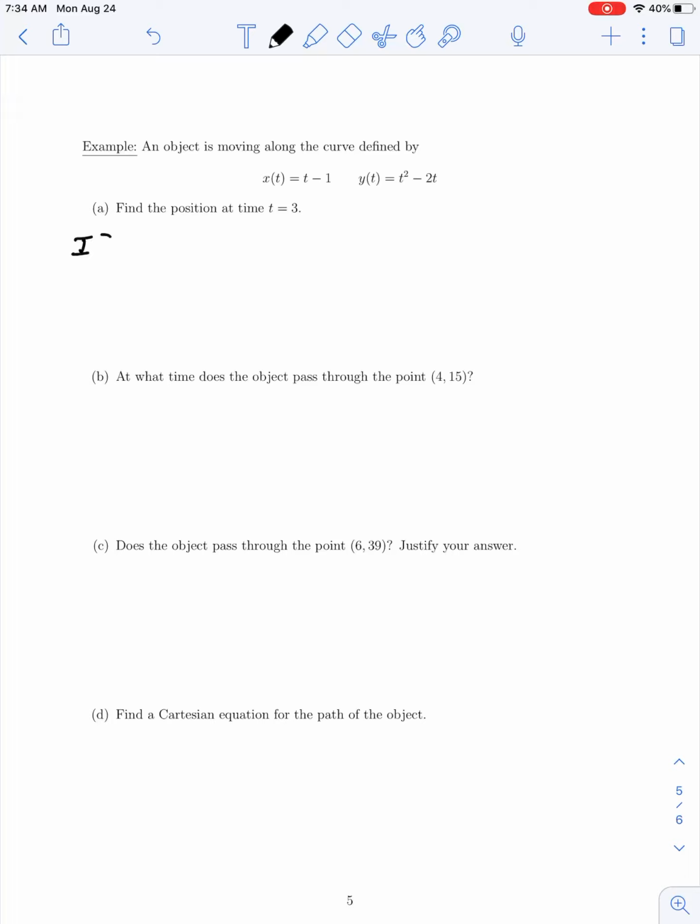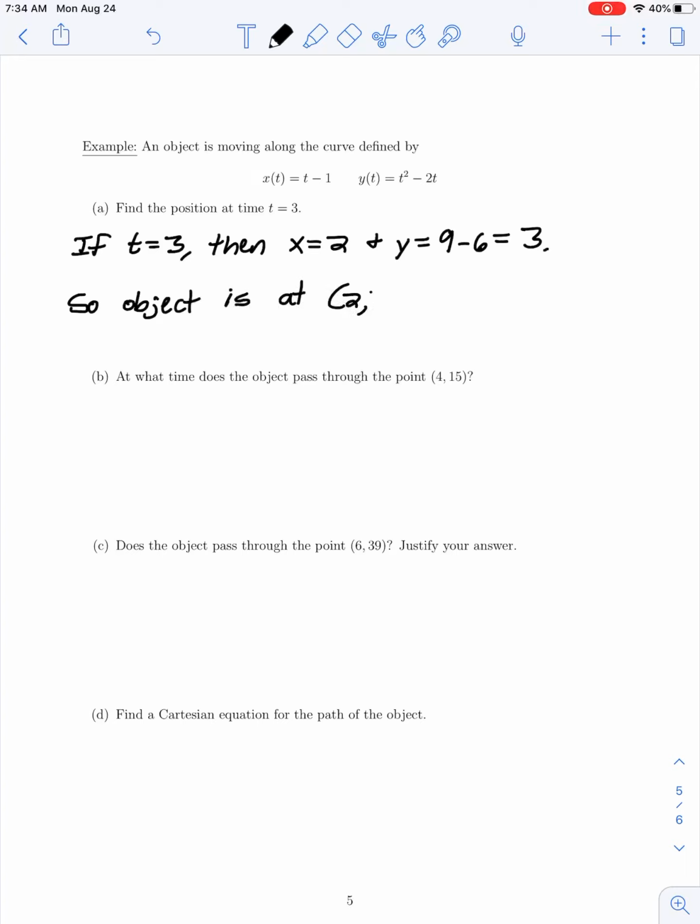So if t is equal to 3, then of course we can find the position of our object using these equations for x and y. X is t minus 1, so x would be 2, and y is t squared minus 2t, so that would be 9 minus 6, or 3. So our object is at the point (2, 3) in the plane.